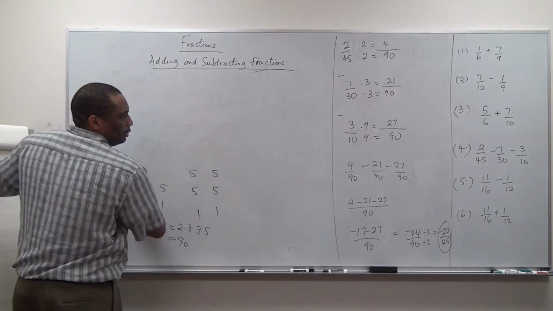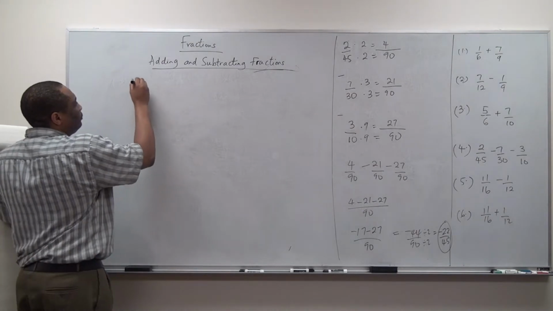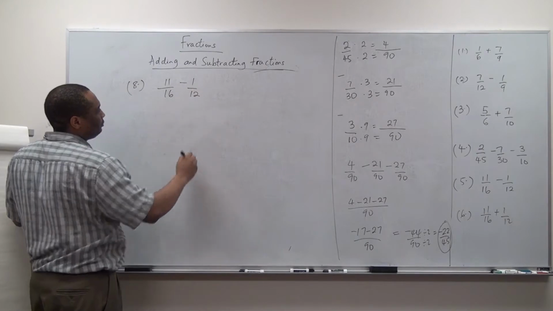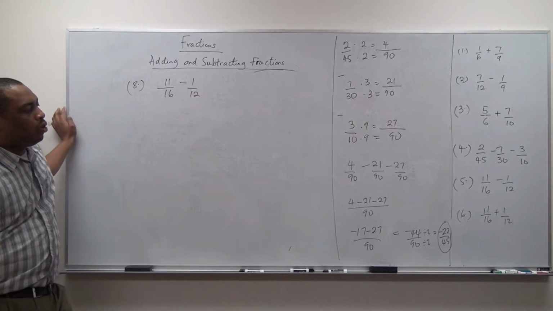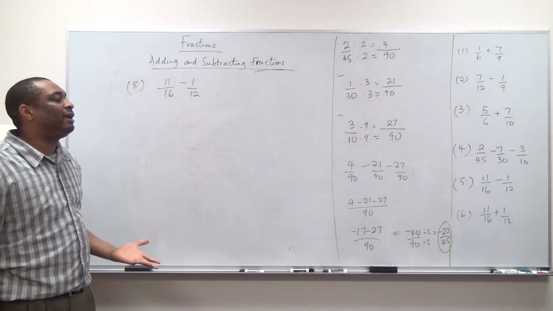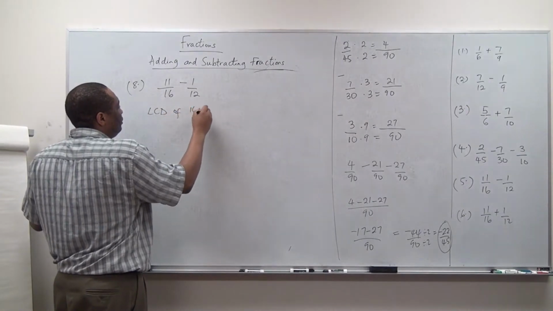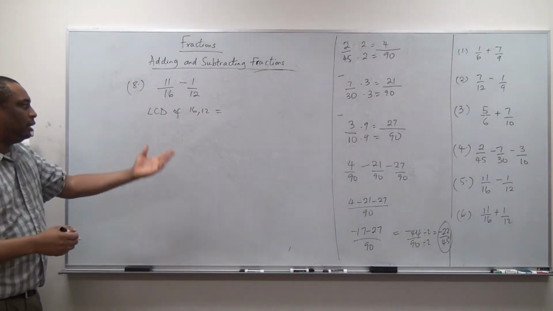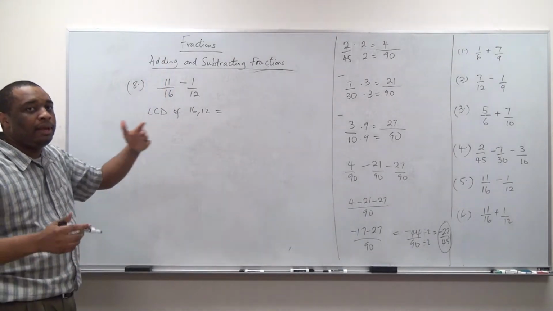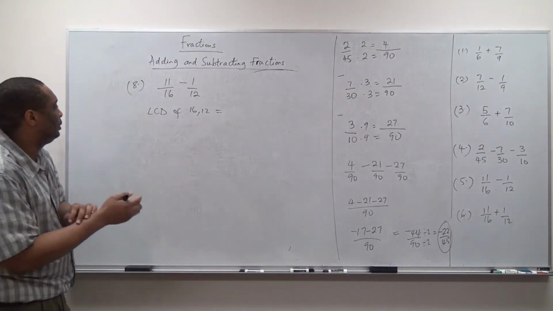Question 8. We have 11 over 16 minus 1 over 12. They have different denominators, so we've got to find the LCD. LCD of 16 and 12. Okay, what do you think it will be? Now, there are several multiples, but we have to find the least common multiple.